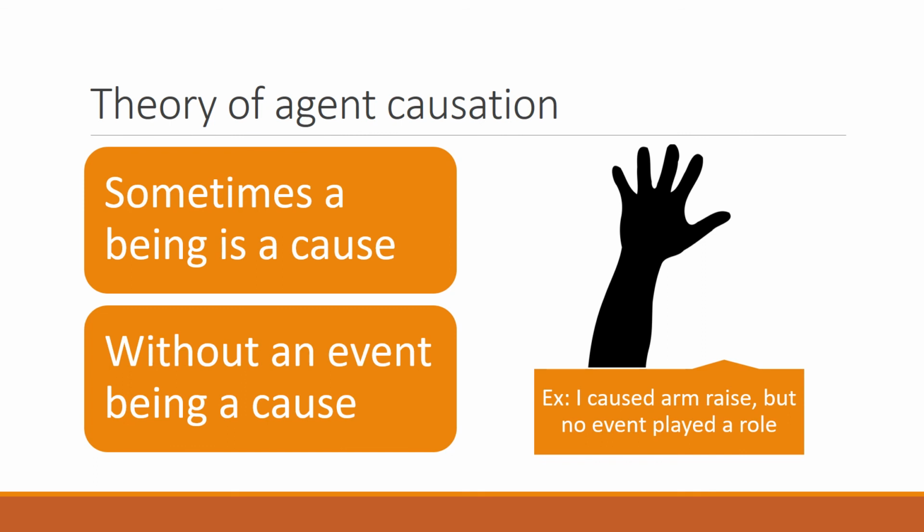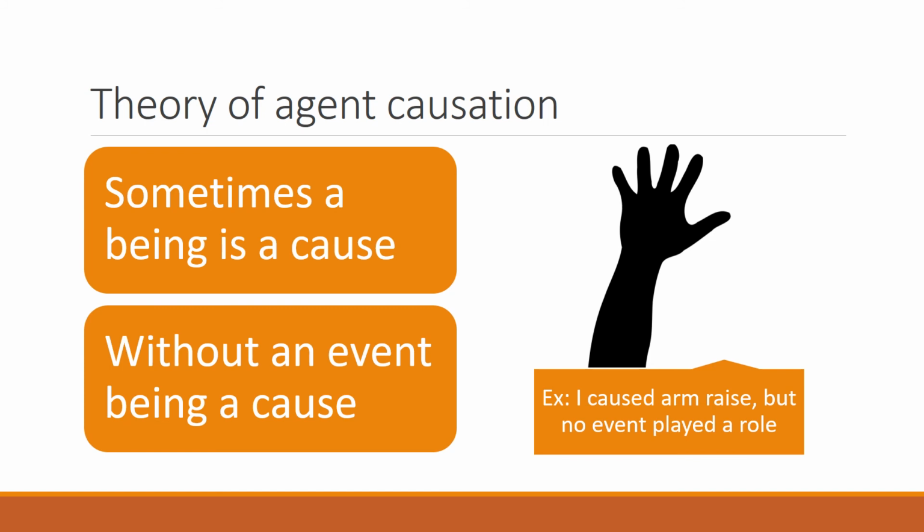So an example would be, I can cause my arm to rise, but no event fully caused that to happen. All right, so how does this meet all of the requirements that he wanted it to meet? Well, first of all, it clearly says that agents sometimes cause their own actions.